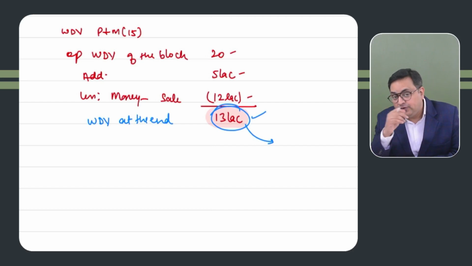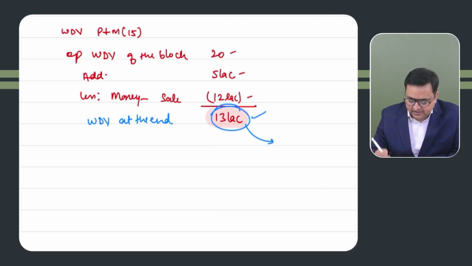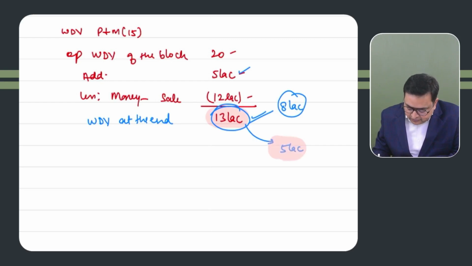Unless and until we have sold that asset, we have that asset. So whether you have that 5 lakh rupees of asset or not, on the 5 lakh asset please compute your depreciation separately. And on the remaining value, how much is the remaining value? On 8 lakh, you have to compute depreciation. So first of all, you have to compute depreciation on this 5 lakh.